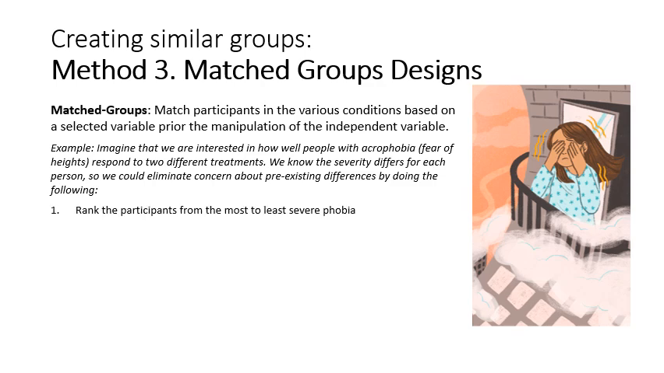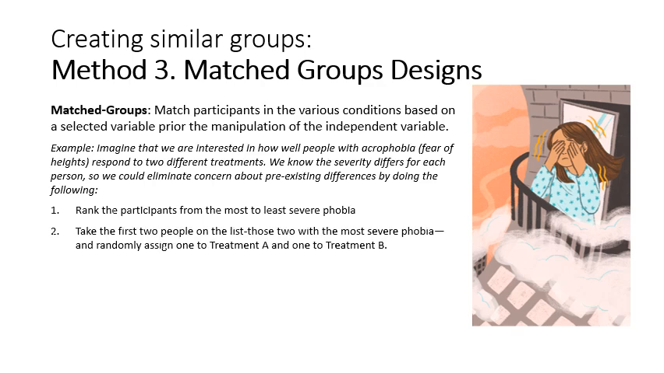We would take all the participants in the study, and at some point we would have gathered data to find out how severe their phobia is. And then we would rank them from 1 to 30 if that's how many people we had, from the most severe to the least severe phobia. Then we would take the first two people on the list, the two people with the most severe phobia, and we would randomly assign one to treatment A and one to treatment B. So it's almost like the block randomization, except the blocks consist of participants who have been placed in rank order according to the severity of their condition.